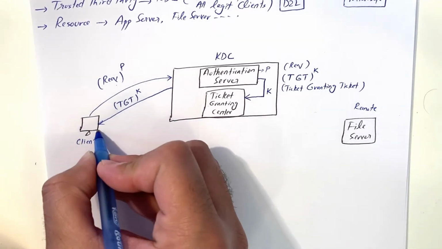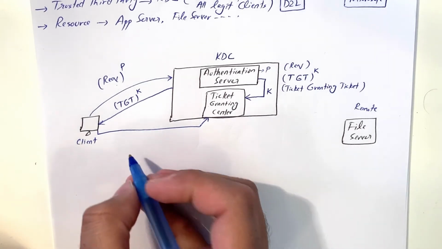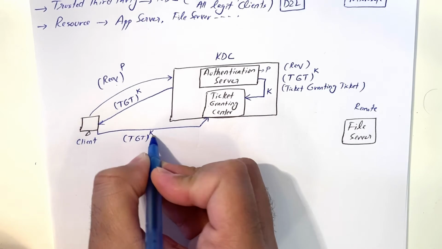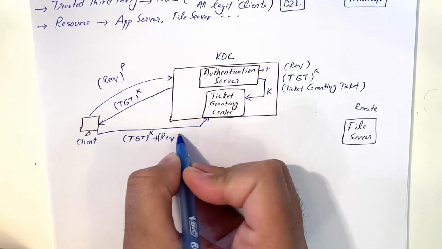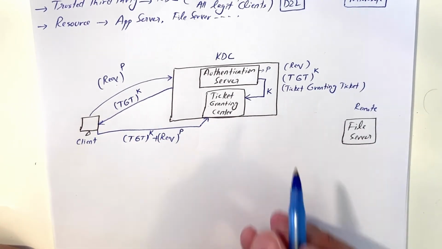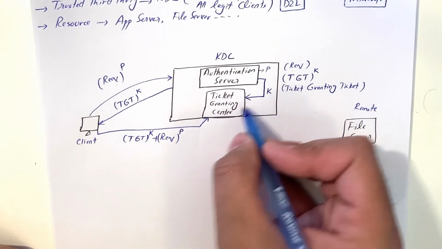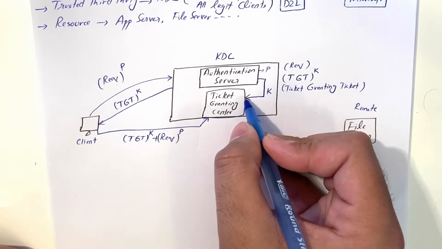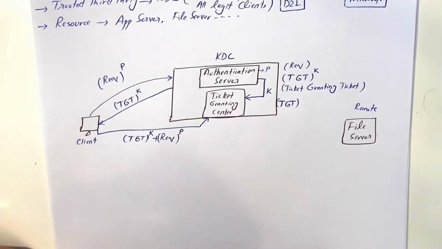Client will again reach out to KDC, and this time to ticket granting center, and forward this ticket granting ticket, which is encrypted. Client doesn't know what is in that ticket. Plus the request with the password. The request, again, as you know, is the password just for authentication of the user. When the ticket granting center, or you can say KDC, receives that, they will verify the ticket because it is encrypted with a key only known to the ticket granting center. So they will unveil the ticket granting ticket, like authorization.